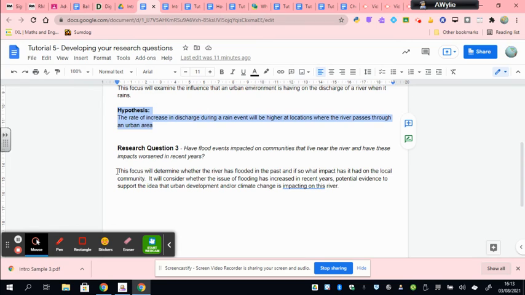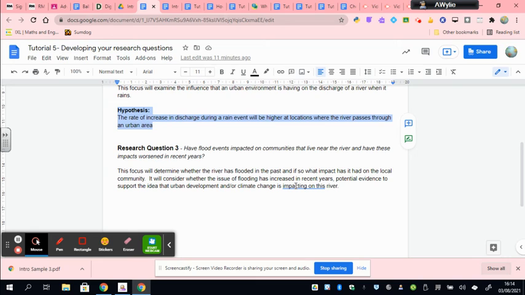And therefore, a little bit more fleshing out, this focus will determine whether the river has flooded in the past, and if so, what impact it's had on the local community. It will consider whether the issue of flooding has increased in recent years, potential evidence to support the idea that urban development and or climate change is impacting on this river. And you'll remember, if you can remember from the previous tutorial, that was a key idea in justifying why we want to do this project.